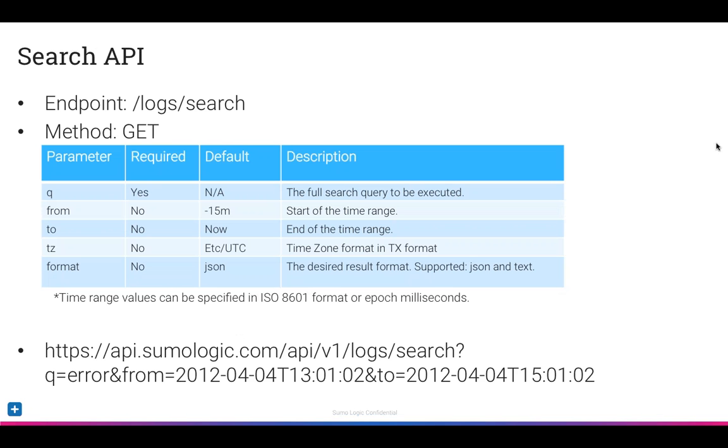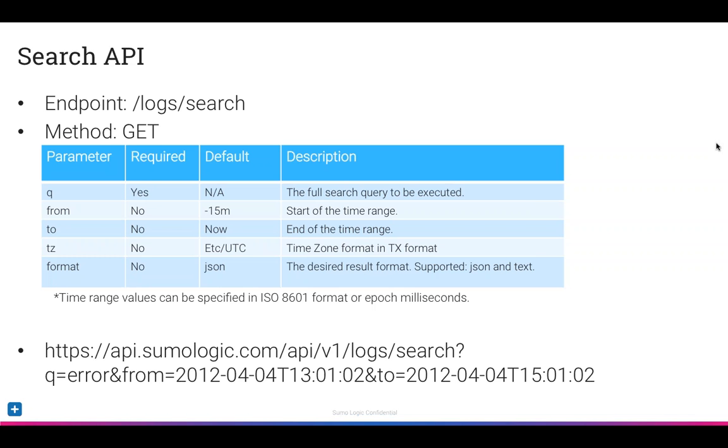Okay. So let's go ahead and talk about the search API. Your endpoint for the search API is logs/search, and you're going to execute a GET method there. In that URL, you're going to provide a series of parameters. Only one parameter is required, and that is the Q parameter, which stands for query. This is the full search that you want to execute. The rest of the parameters are optional. They don't have to be provided because they have associated default values.